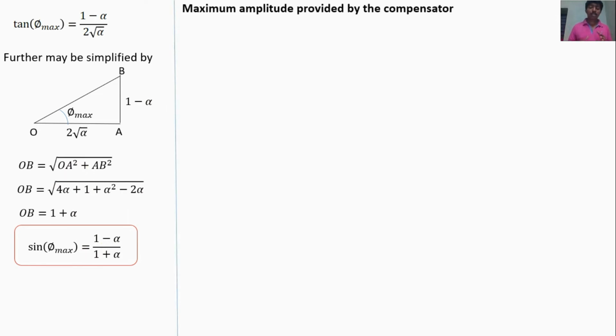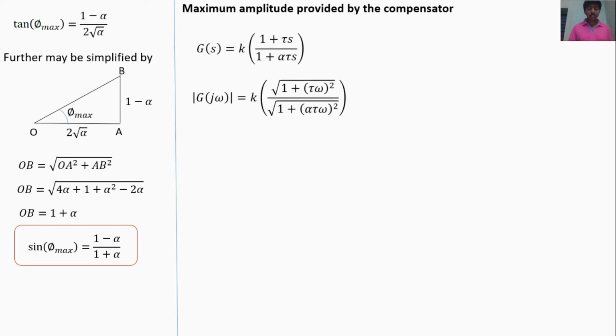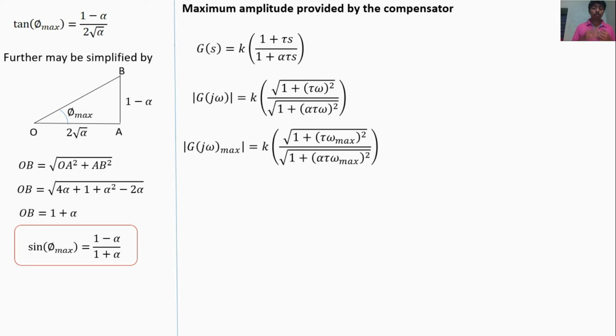Next one is the maximum amplitude provided by the compensator. We know the transfer function of the system, G(j omega). Find the magnitude. Substitute the condition for the maximum in this equation, and you will get the maximum amplitude provided by the compensator. Substitute the omega max value in this equation, and you will get the modulus of G(j omega) is equal to K by root alpha. This is the maximum amplitude provided by the compensator.